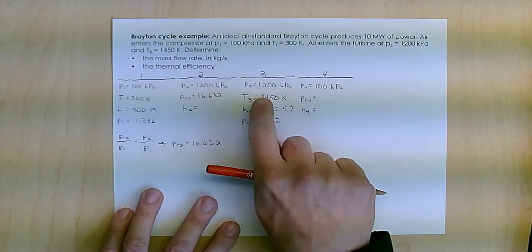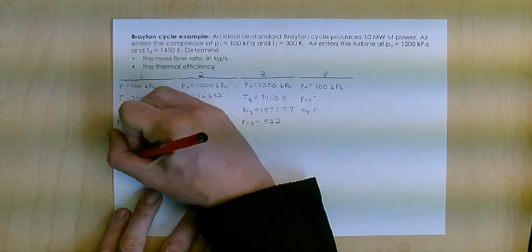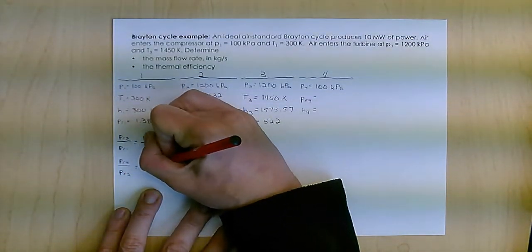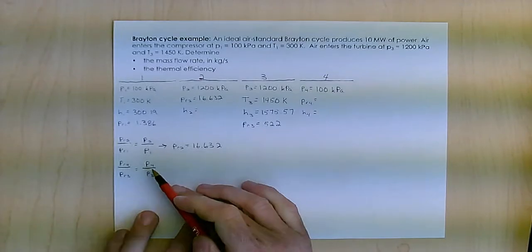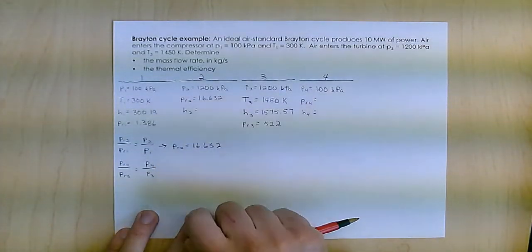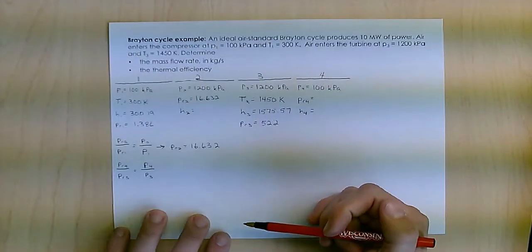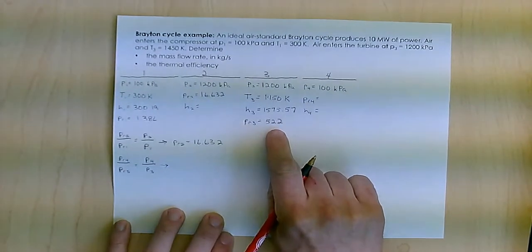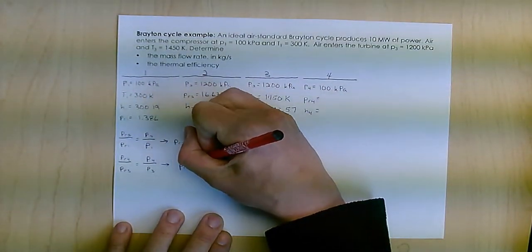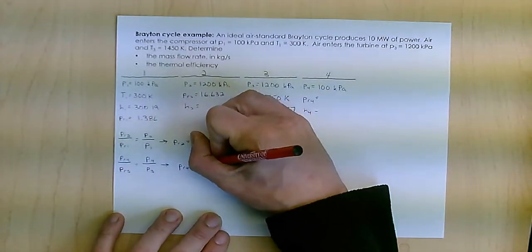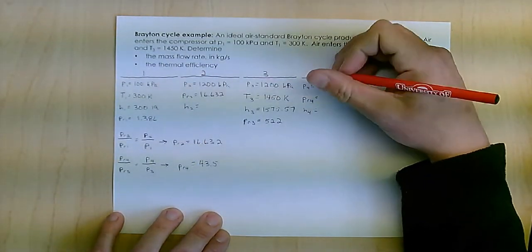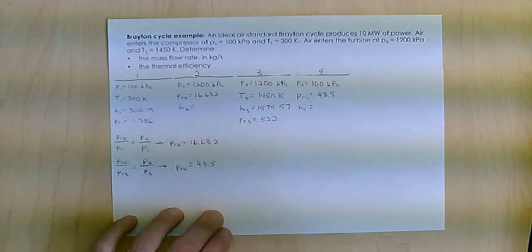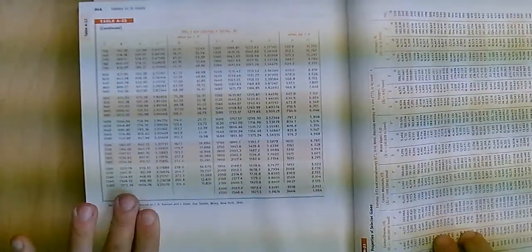I'm going to use the same idea. 3 to 4 is isentropic, so PR4 over PR3 equals P4 over P3. Again, this is just the reciprocal, the pressure ratio going from 12 to 1 rather than 1 to 12. I know PR3, that means PR4 is just 1/12 of that. So divide that by 12 to get PR4, and PR4 equals 43.5. So now, knowing these relative pressures, because of the isentropic process, I can go look up my H value. So we'll start with the 16.6.